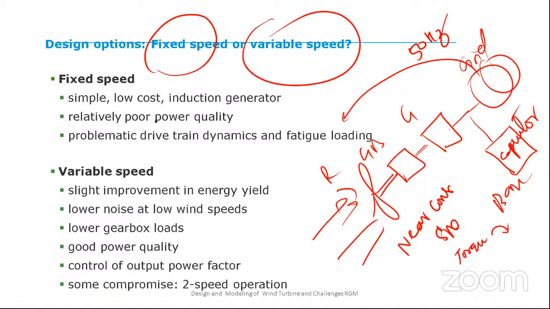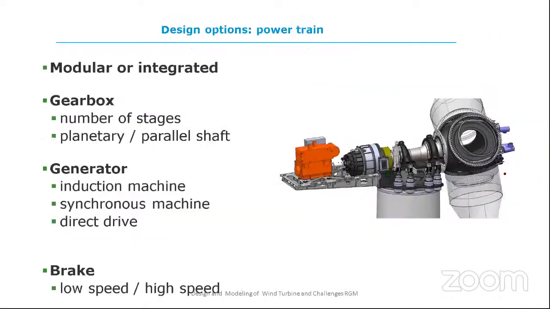Just you can see that the fixed speed wind turbine has a simple and low cost induction generator, but problematic drivetrain dynamics and fatigue loading, and poor power quality because it always consumes reactive power. But in the variable speed wind turbine, reactive power compensation will be reduced because of the frequency converter in the variable speed turbines, and modules are integrated.